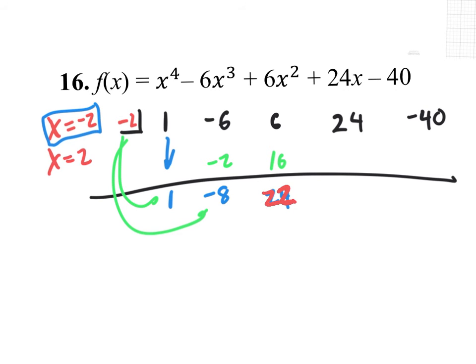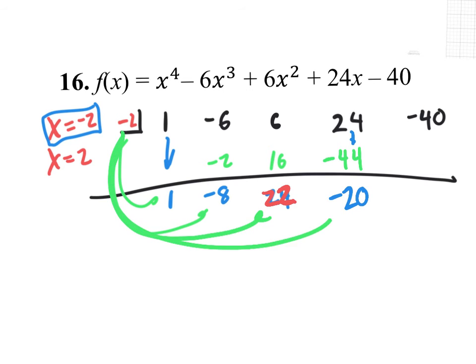Okay, so then we're going to multiply -2 times 22. That'll give us a -44. And as you come down, that will give you a -20. I'm sorry, -20. I am messing up a lot. And then as you go up, -2 times -20 is +40. And we do have a remainder of 0.